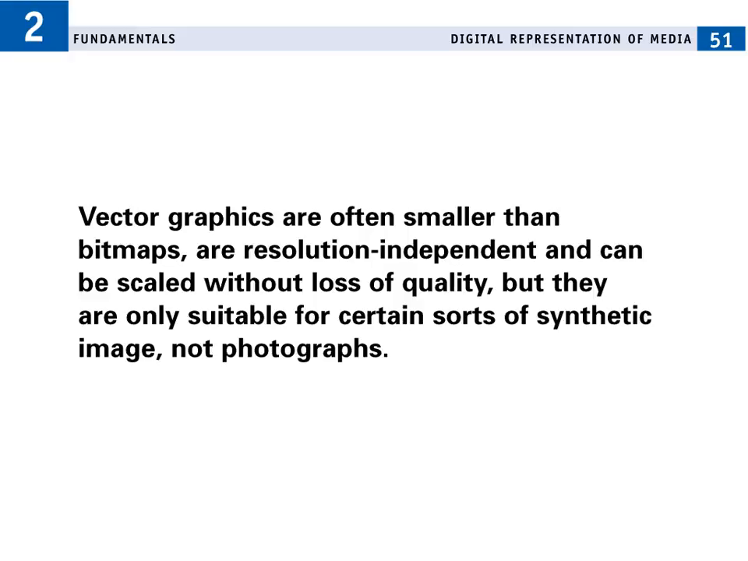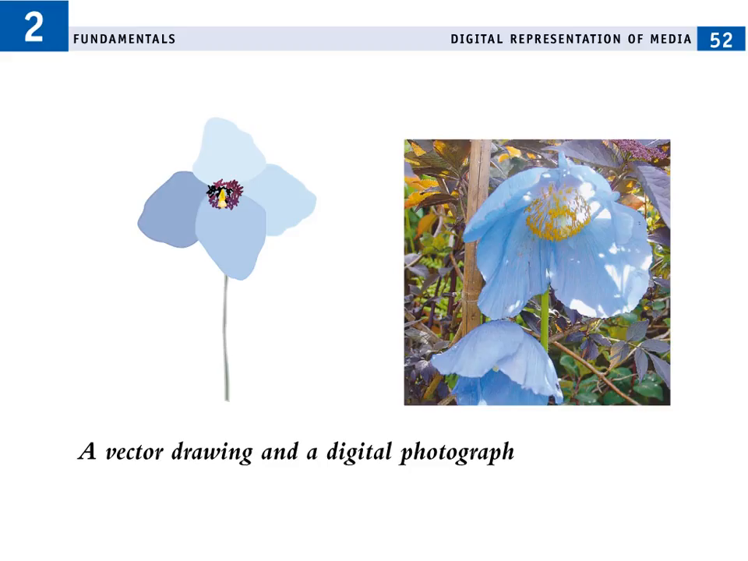But its presentation is not as realistic as bitmap images. Here are two examples. This is a digital photograph, and this is a vector drawing of a flower. You can see the photograph is more realistic, right? For vector graphics, you just use simple shapes and lines to draw the flower.